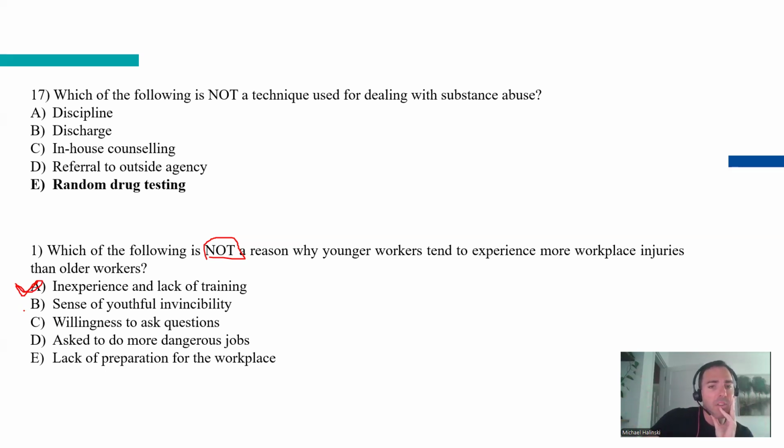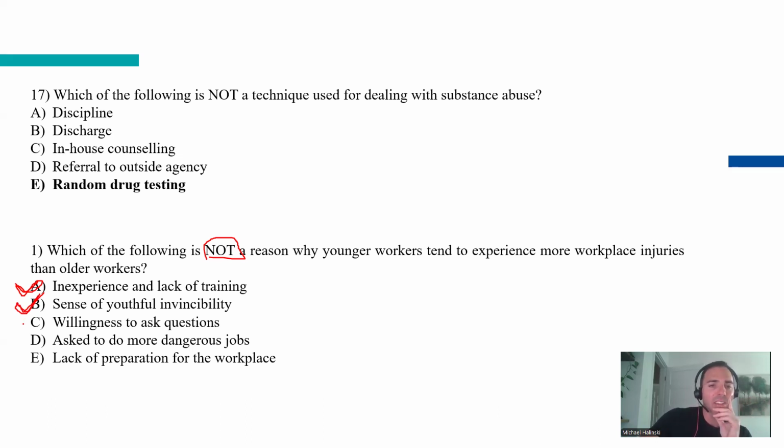A sense of youthful invincibility. Yes, younger people. I remember when I was 25, I was like, I could take on the world. I was like Superman. I was doing all sorts of dumb stuff and thinking that nothing could hurt me. And then I rolled my car. And then I was like, I'm no longer a hero. I'm going to drive like a grandpa.